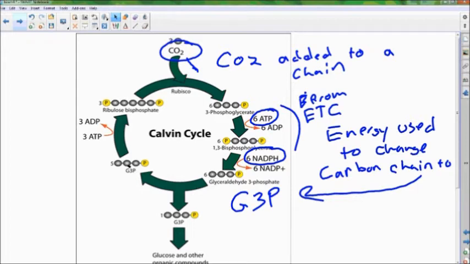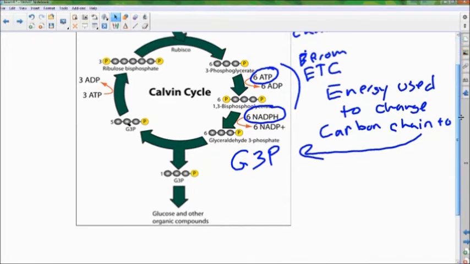Okay, so let's take stock right there. Carbon dioxide gets added to a molecule, then energy in the form of the ATP and the NADPH that we got from the other parts of photosynthesis in the thylakoids is just going to modify it. They're going to modify it in a way that it becomes this G3P molecule, because that's the thing that can then turn into glucose.